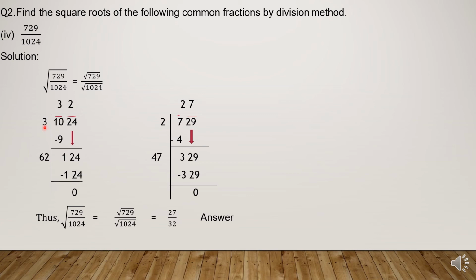Then make your divisor by your own. How? Select here such a number that will multiply with itself and we get a number that is smaller or equal to our first pair. First pair is 10. So if we select here 2, 2 2s are 4, too much smaller. Then try 3, 3 3s are 9, nearest to 10. So 3 3s are 9, 10 minus 9 is 1, 24 will come down.